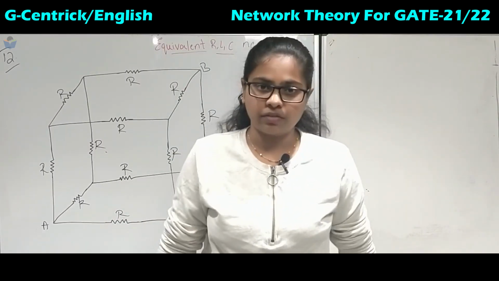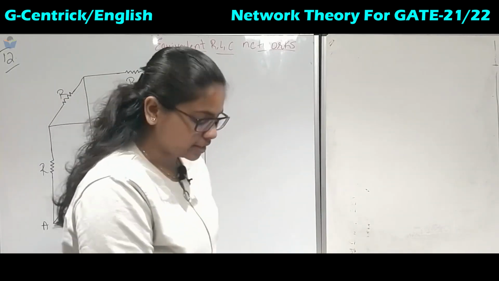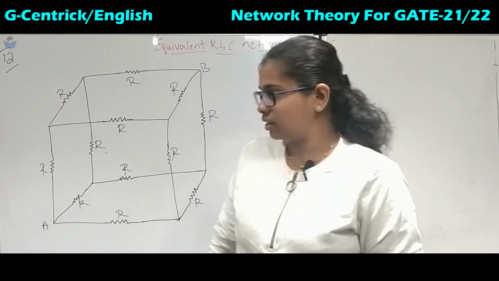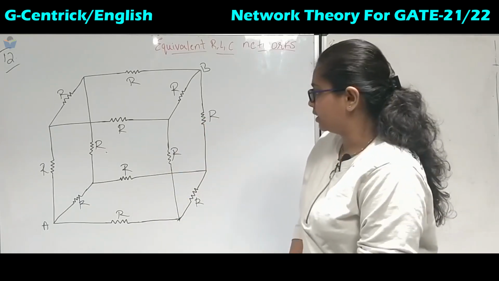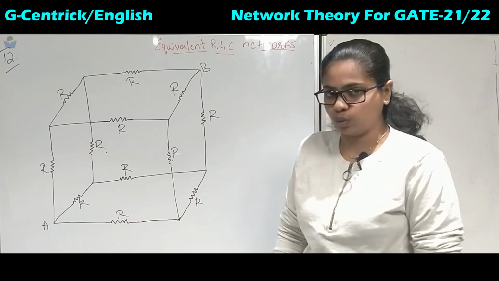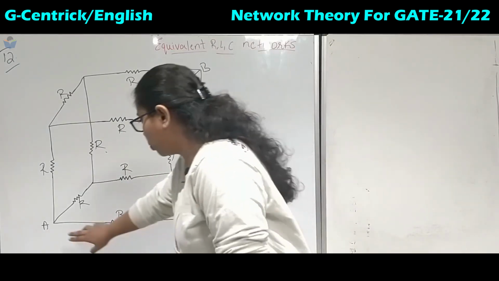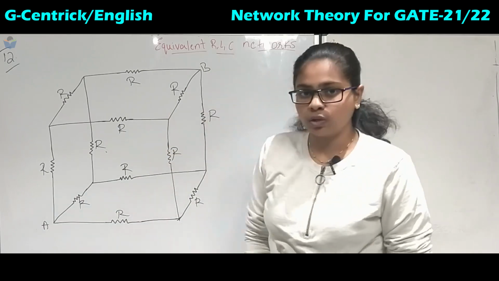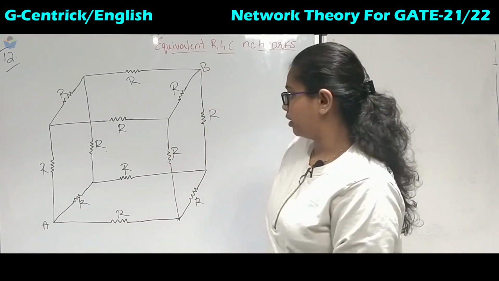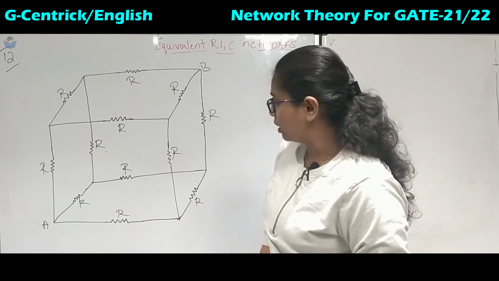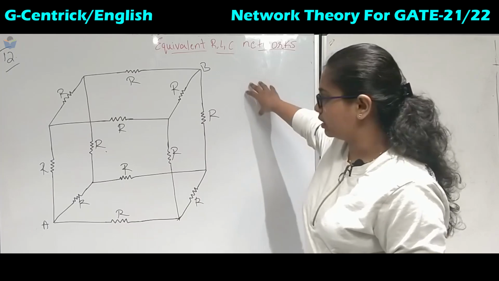So in this lecture we will continue with our next problems, that is equivalent RLC networks. Now we will move on to the 12th problem, where we are given a cube and we need to find the equivalent resistance between these two points A and B. To find that, we have to put a voltage source in between.